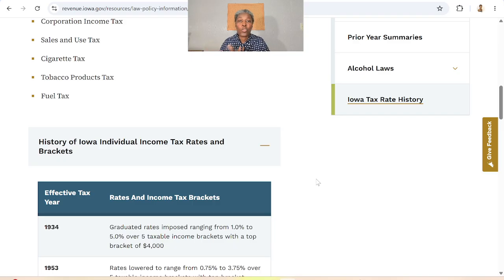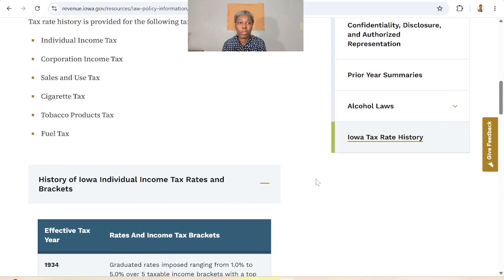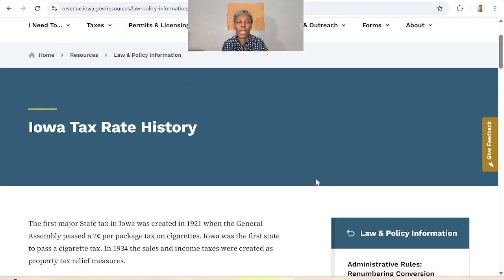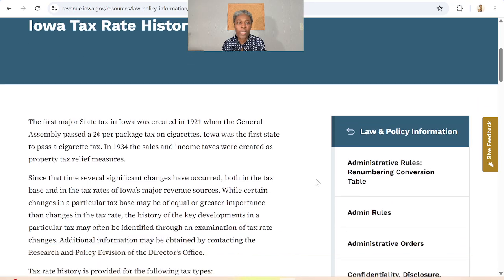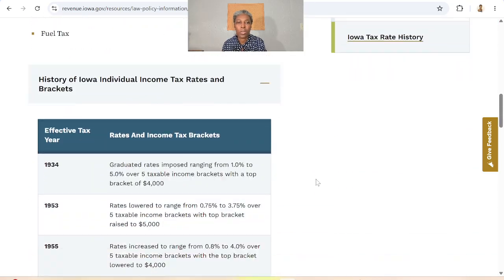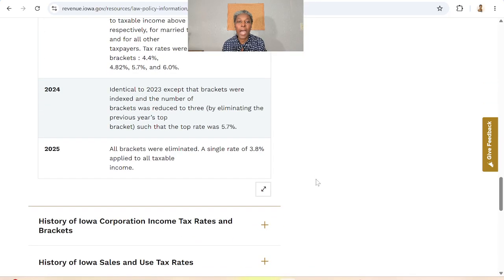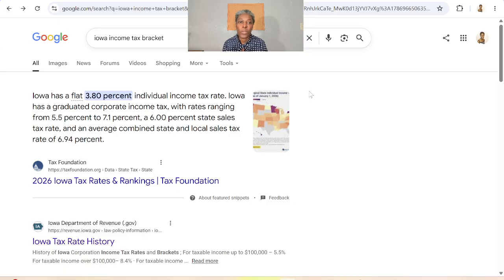And if it is close to the IRS estimated tax due date, you can just do those at the same time as well. But yeah, you can just search your state income tax bracket, and you will be able to find the rate that is getting applied to your state, and just go from there.